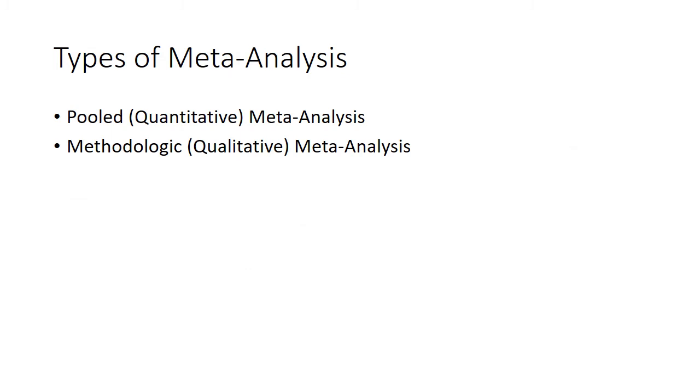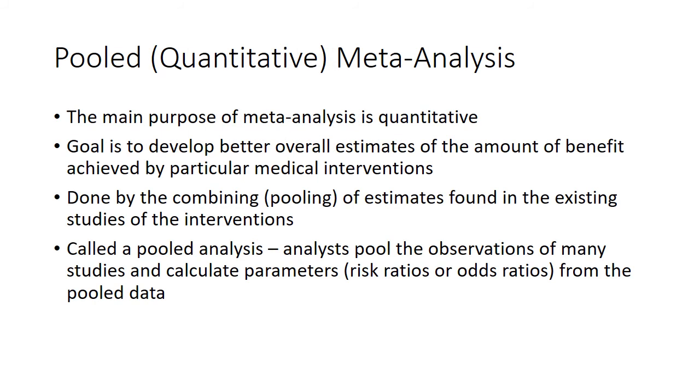So the two types of meta-analysis I'd like to talk about today are pooled or quantitative meta-analysis and methodological or qualitative meta-analysis. Basically, a pooled meta-analysis looks at this from a quantitative standpoint, trying to get a better overall estimate of the amount of benefit or harm that a particular intervention or exposure might actually have. Typically, they're pooling data sources from multiple studies about the same intervention essentially, and so we're calling this a pooled analysis.